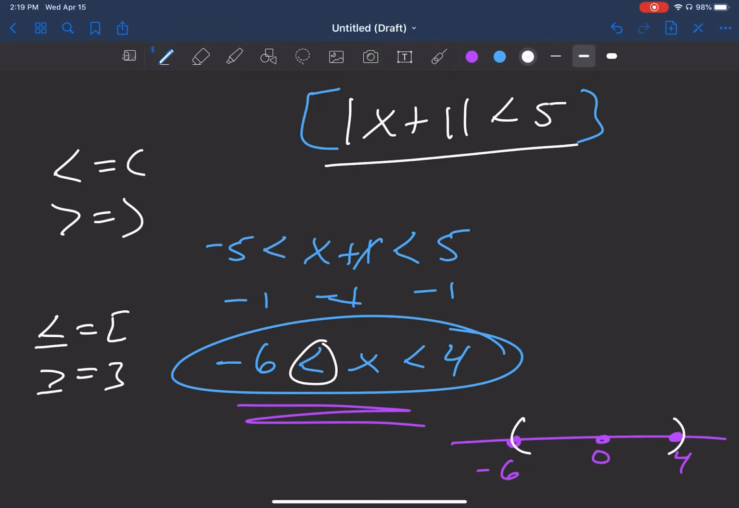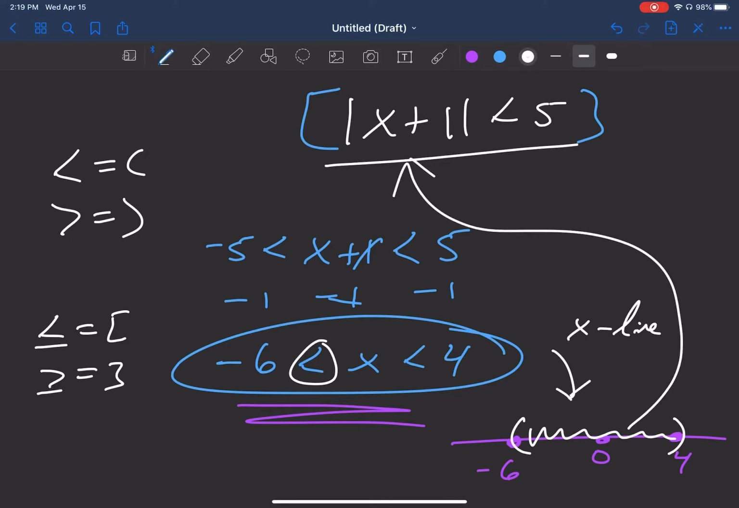So any one of these x values, right? These are all x values. You can think of this as the x line, right? Any one of these x values, you can plug into here, and this will make it a true statement, right? And let's try it. Let's try the easiest one, 0. 0 plus 1 is less than 5, right? Because this is just absolute value of 1, right?